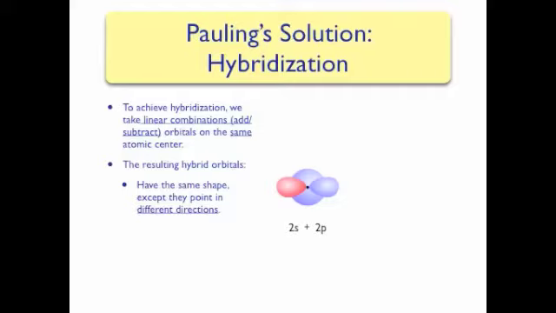For example, if I take a 2s orbital and a 2p orbital that are on the same atom and I hybridize them, I will form a hybrid orbital. Notice that the hybrid orbital has a different shape than the 2s and the 2p orbitals. There's one very large lobe and one very small lobe. The larger lobe is typically what participates in bonding, since its electron density allows for more efficient overlap.